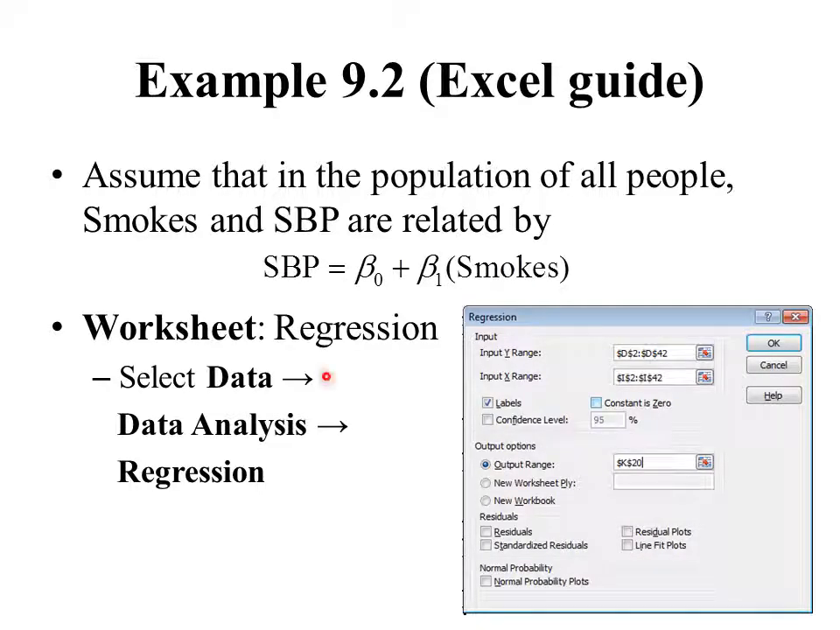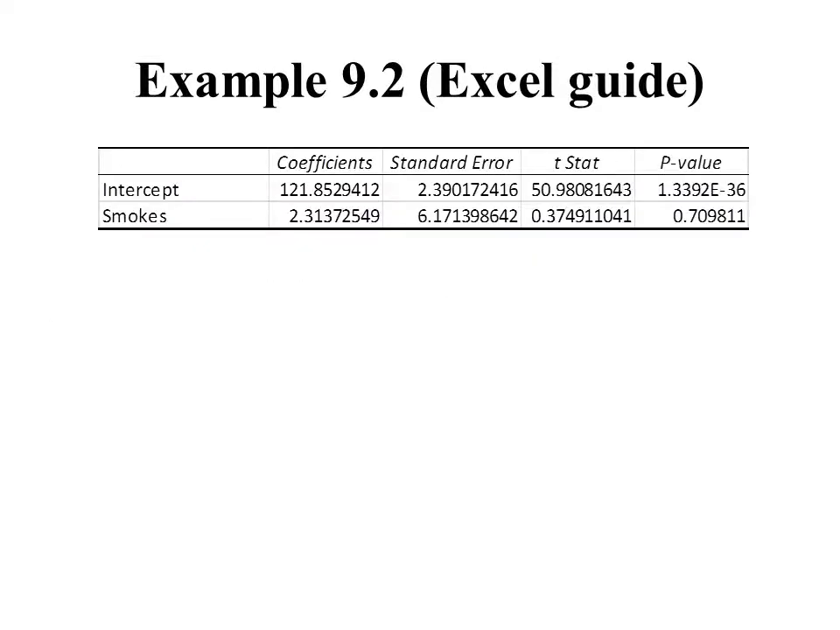Go to the Data tab, Data Analysis, choose Regression, format your window to look like this. In this case, the Y range is the values of the systolic blood pressure. The X range is the values of smokes. Choose Labels. Choose any blank cell for the output range and click OK. And there are a lot of different results. Here in this case, let's focus in on just this set of results, which gives the values of our coefficients.